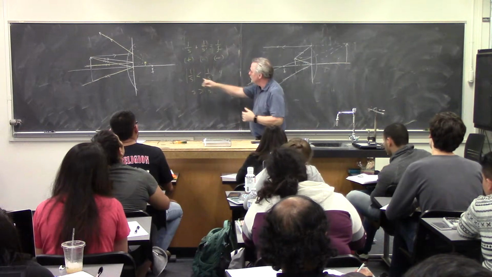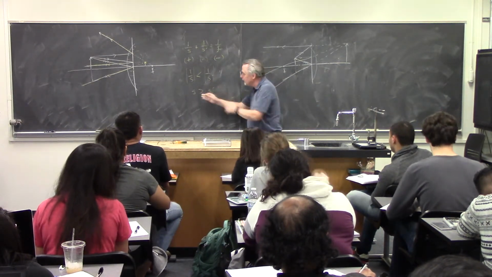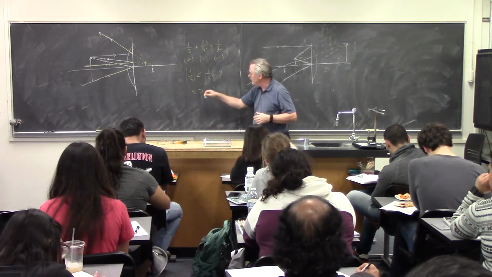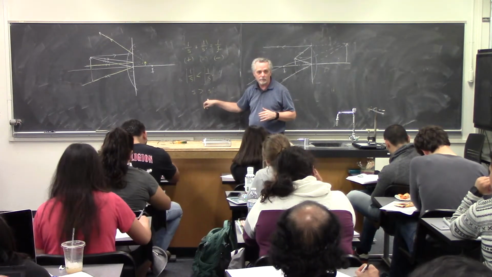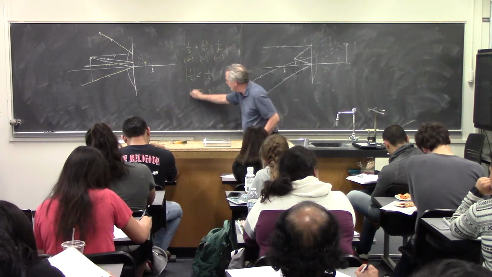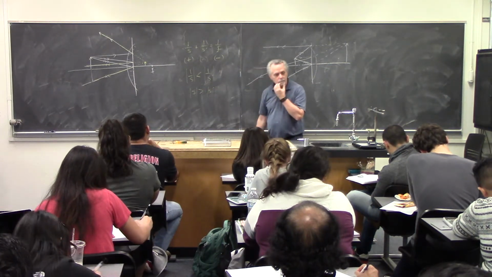So exactly what happens is when you've got fractions, when you invert them, the inequality goes the other way. So that means that s is actually bigger than s prime. Are we good? And again, I'm talking absolute values. I need to be careful with that.